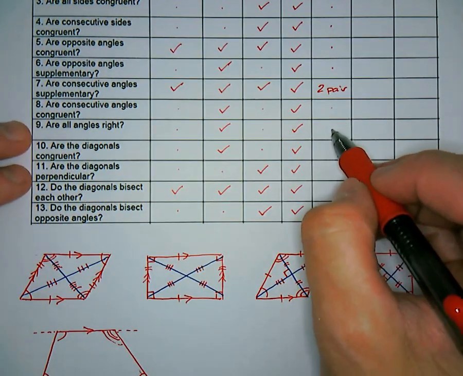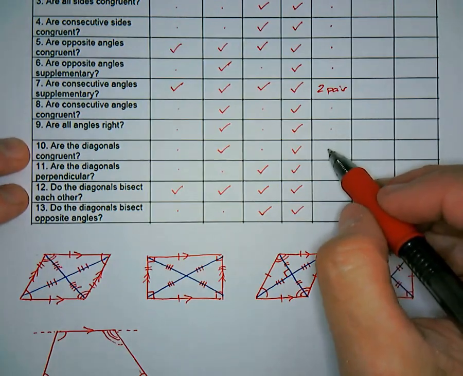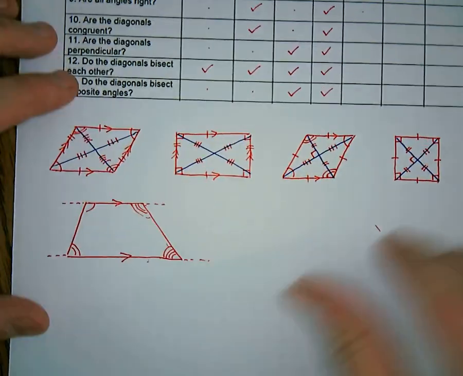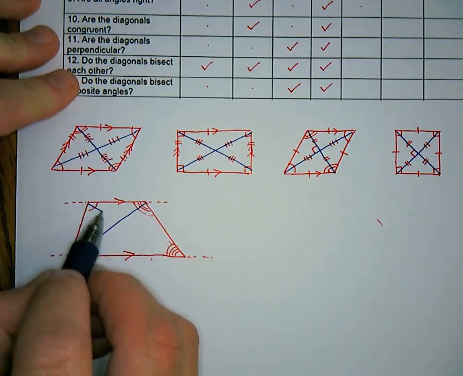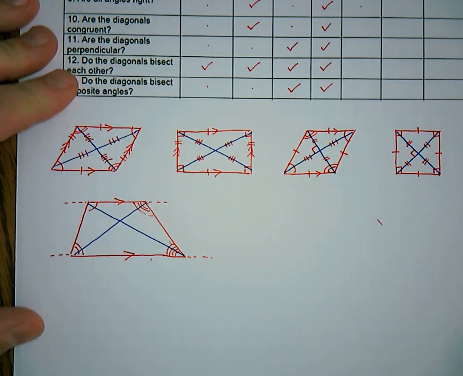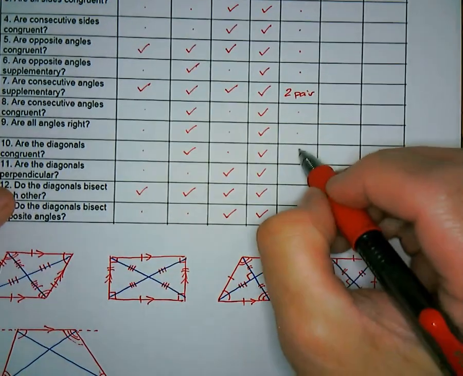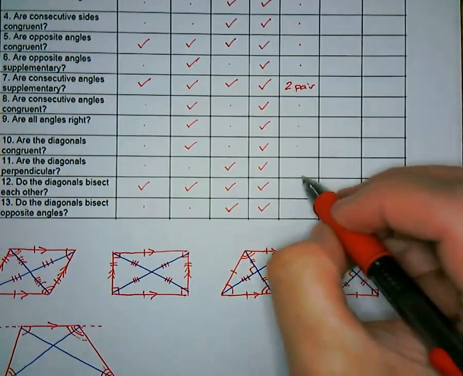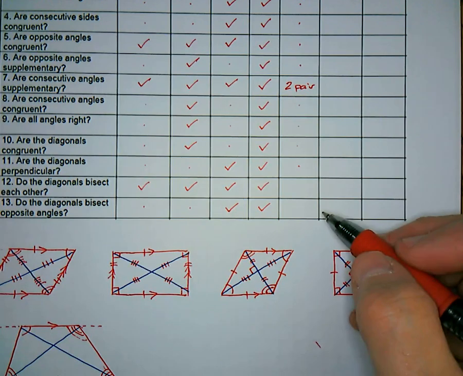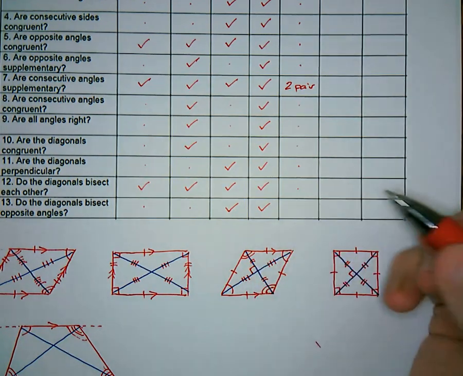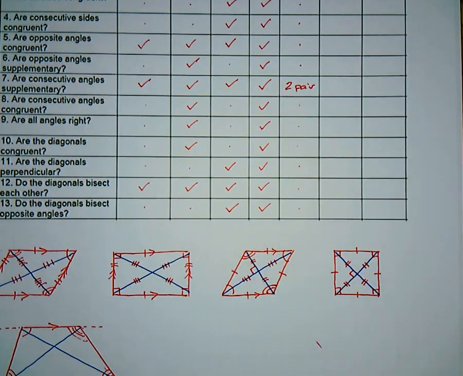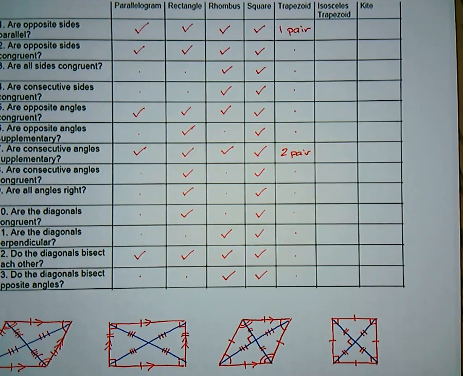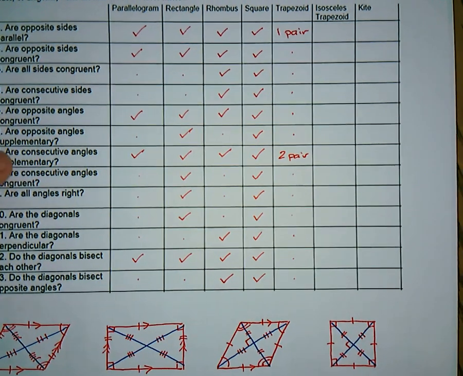Are all the angles right? Nope. Are all the diagonals congruent? Well, that would assume that this is the same length as that. And hopefully you can see that that doesn't make sense. Are the diagonals perpendicular? Not necessarily. Do the diagonals bisect each other? No, they do not. Do the diagonals bisect the opposite angles? No, they do not. All right, so trapezoids are kind of special in the other way around. They don't check all the boxes. They're kind of special in a different kind of a way.